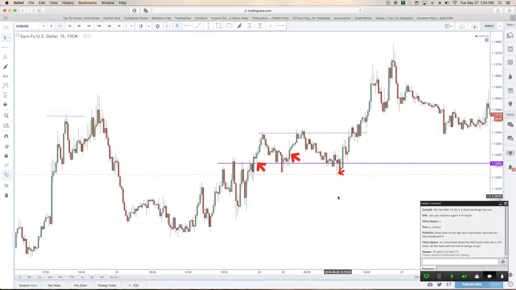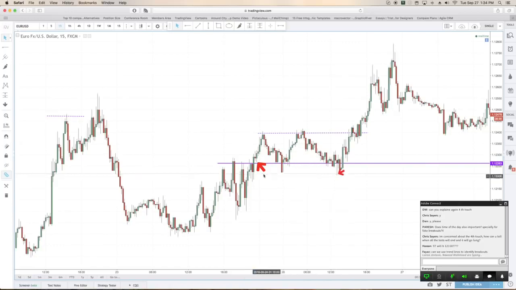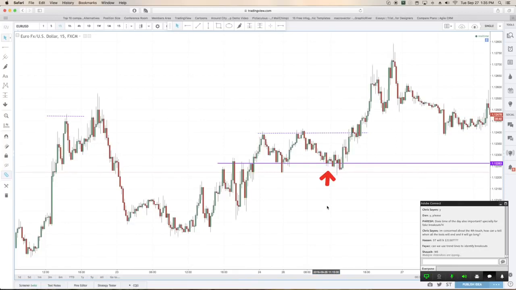Okay. Chris Sayers, I'm concerned about the fourth touch. How can you tell when all tests will end and will go long? Okay, so how many of you guys have a similar question to that? Do you want to recap this area again, the fourth area? Okay, we're going to go through the fourth area in detail again, and I'm going to change the language a bit so it can make a little more sense.